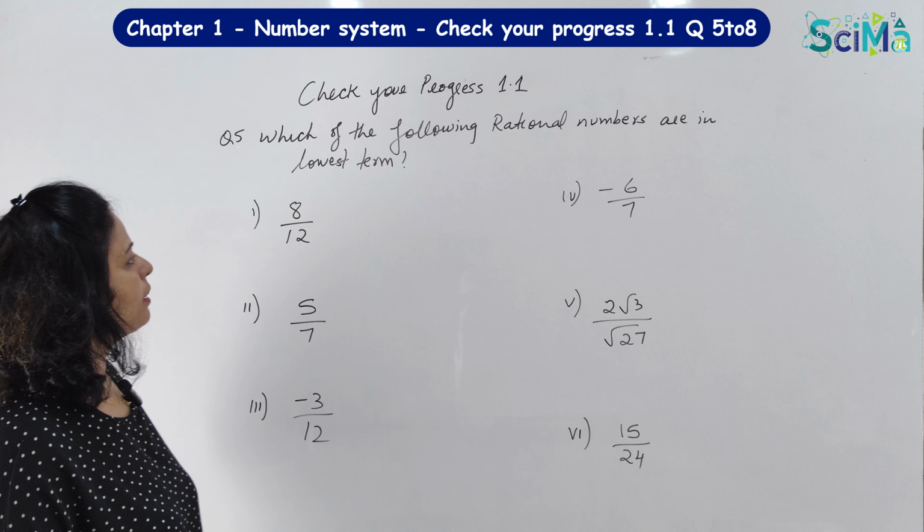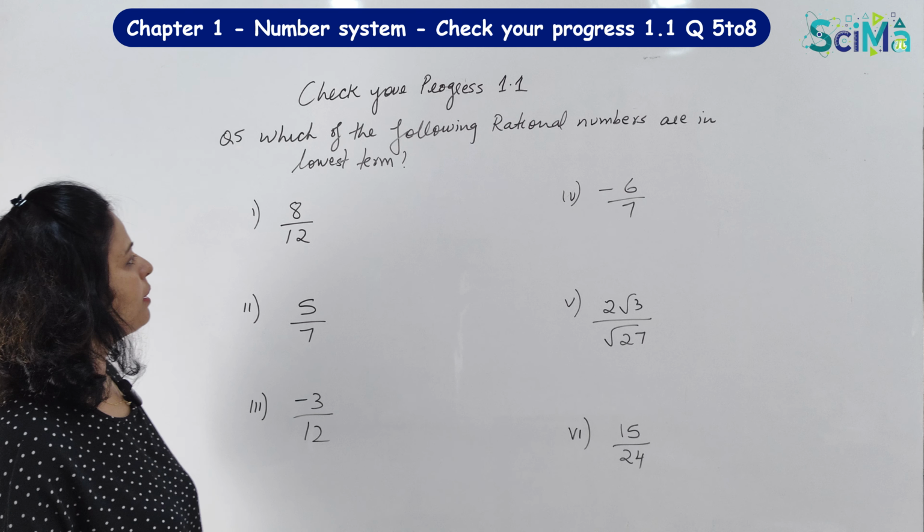So which of the following rational numbers are in the lowest form? This was not in the lowest form. Here it was not in the lowest form, we have converted it into the lowest form. Now 5 by 7, obviously there is nothing common between them, the common factor between 5 and 7 is 1. So this itself is in the lowest form.